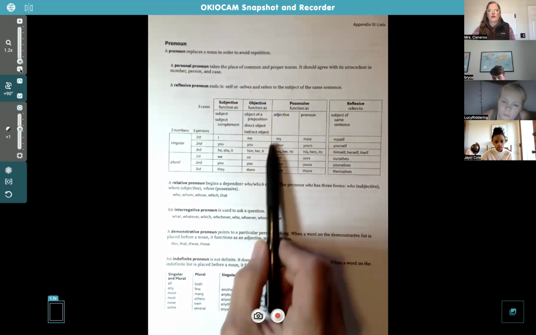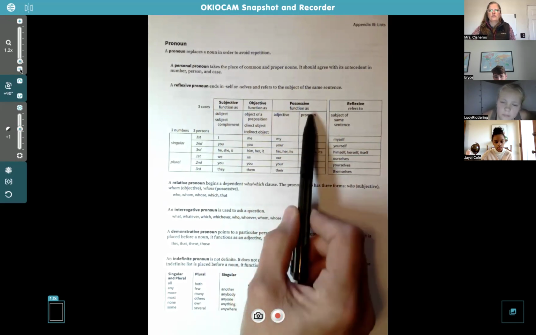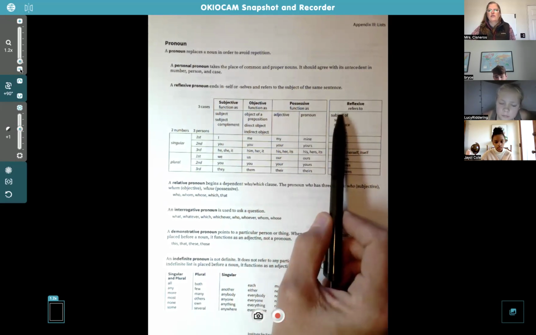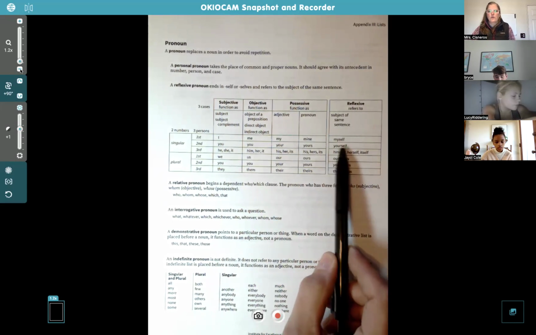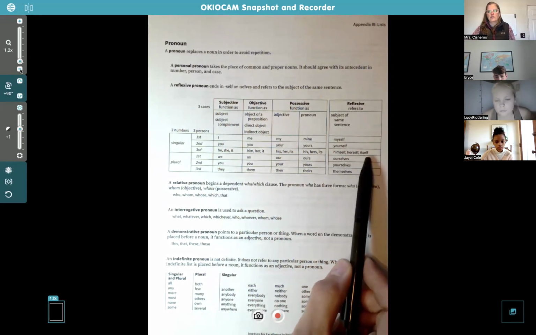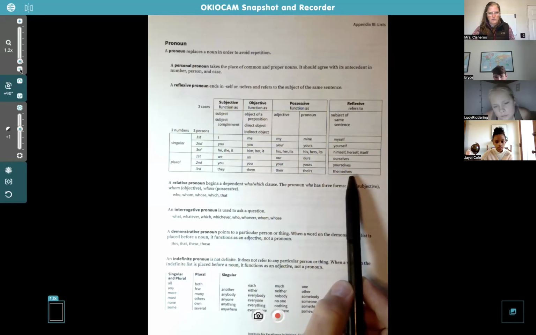So these are all pronouns. These function as an adjective though, and these function as actual pronouns. And then here we have the reflexive. This is the new one: myself, yourself, himself, herself, itself, ourselves, yourselves, themselves.